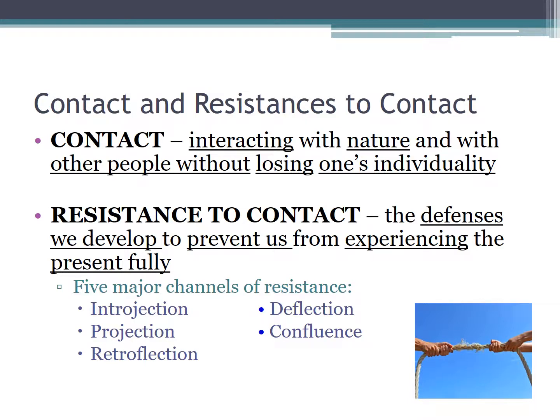Resistance to contact, these are the defenses we develop to prevent us from experiencing the present fully. There are 5 major channels of resistance that I'm going to go into a little bit in more detail in the next slides. Under optimal conditions, there is ongoing movement between connecting and withdrawal. When the experience of coming together is blocked repeatedly, one is left in a state of isolation.